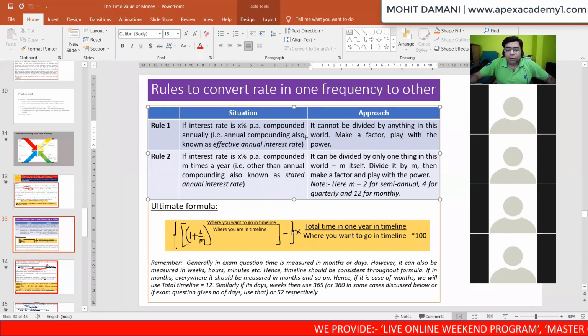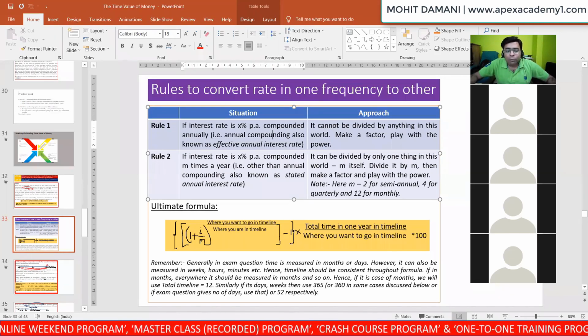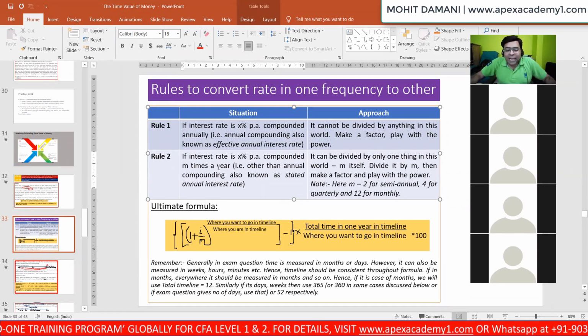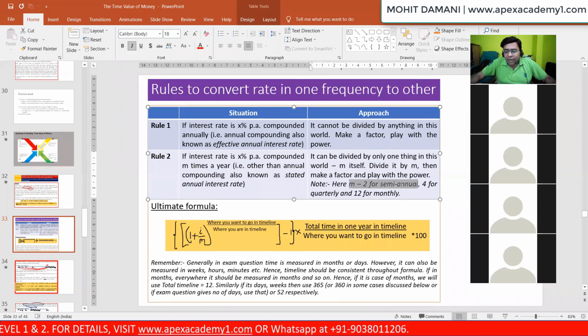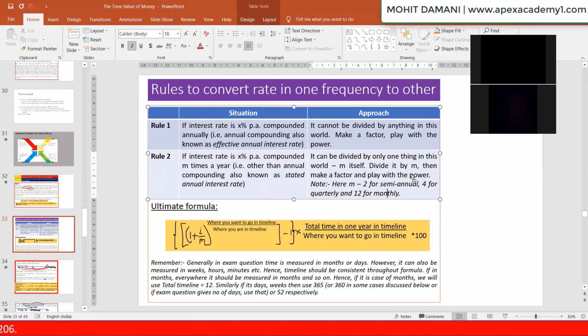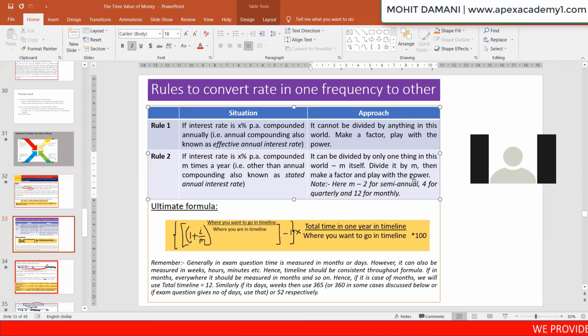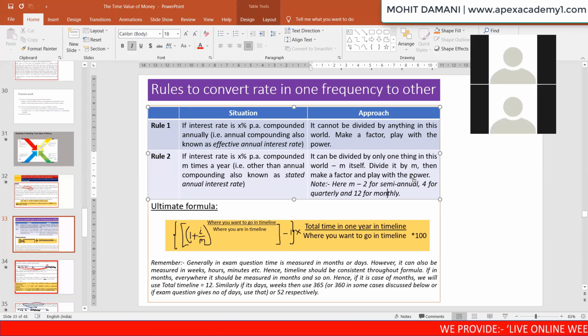So it cannot be divided by anything in this world. Make a factor, play with the power. Rule number 2: if anything is X percentage per annum compounded M times a year, where M is 2 for semi-annual, 4 for quarterly and 12 for monthly, it can be divided by only one thing in this world, that is M itself. Divide it by M, then make the factor and then play with the power.